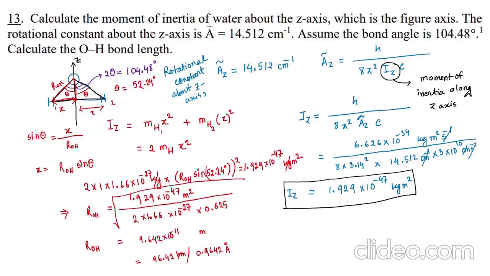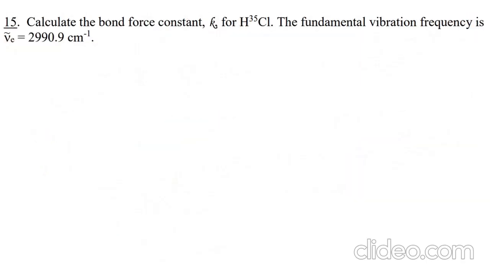From this question we have learned how to work with the moment of inertia for a nonlinear molecule. Now from this question we will go to the next question, which is from vibrational frequency and a very easy problem. We need to calculate the bond force constant kappa, or K, for H35Cl, which is HCl. The fundamental vibration frequency is given as 2990.9 centimeter inverse.